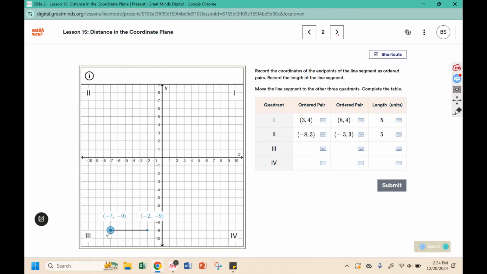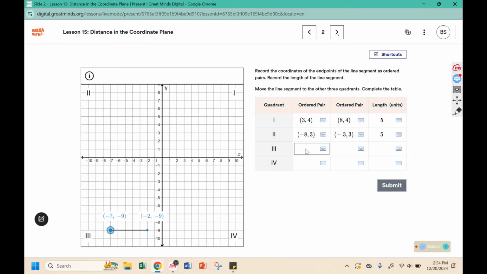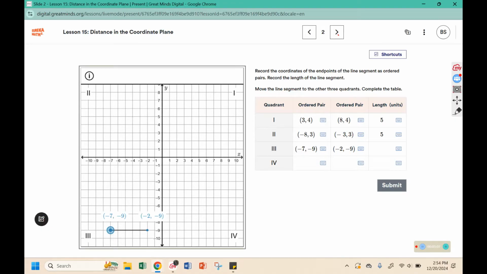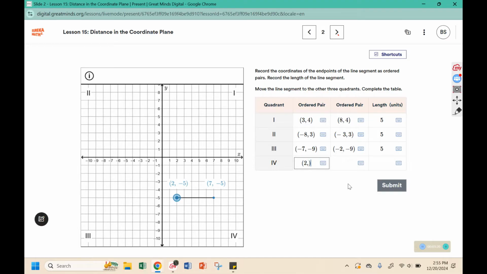Drag it down to quadrant 3. This first ordered pair is -7, -9. The second one is -2, -9. And the distance is still 1, 2, 3, 4, 5. And lastly, quadrant 4. There's 2, -5, 7, -5, and the distance is still 5.